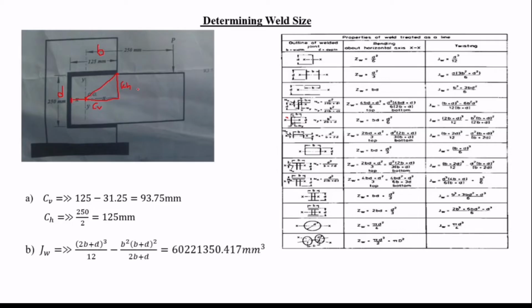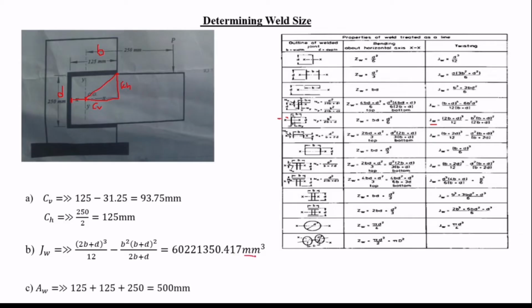Now the next question is asking us to find the polar moment of inertia. With the polar moment of inertia, it's very simple. You go back to the properties of the weld treated as a line table, then you go back to where you've identified. Then we know that our JW is given as (2b plus d) all cubed all over 12 minus b squared over (2b plus d). So you're just going to do a substitution whereby you put the values inside. You know that this is our b and this is our d. At the end, you're going to get 60221350.417 millimeter cube. Please note the unit is millimeter cube. That is the polar moment of inertia, from the properties of weld treated as a line table.